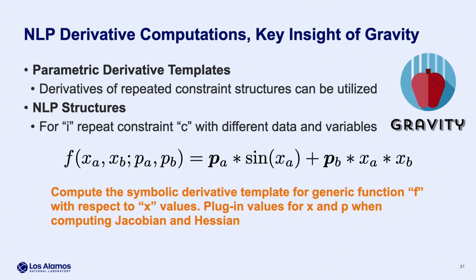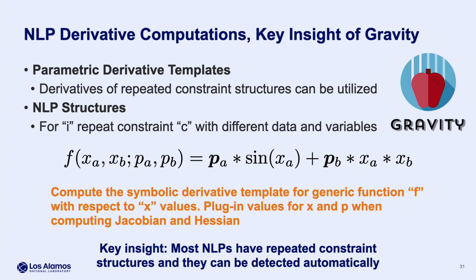So if you have a function that looks like this, you can think that some parameters are data, like PA and PB are data, and XA and XB are the variables. You can compute a generic derivative for the variables XA and XB, and then plug in different data, PA, PB, over and over again with that generic thing. I guess the first insight was that you can do this kind of symbolic thing when you separate it into variable and data. But the other key insight was that most nonlinear programs have repeated structures like AC OPF, and you can really exploit this in many contexts.